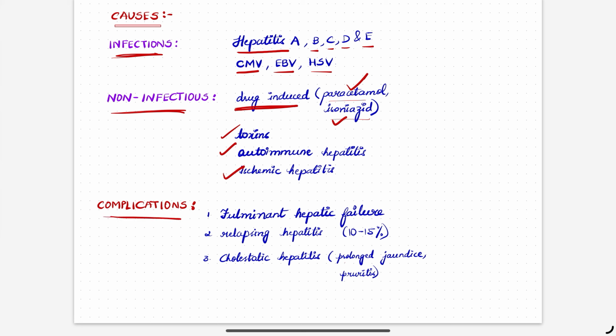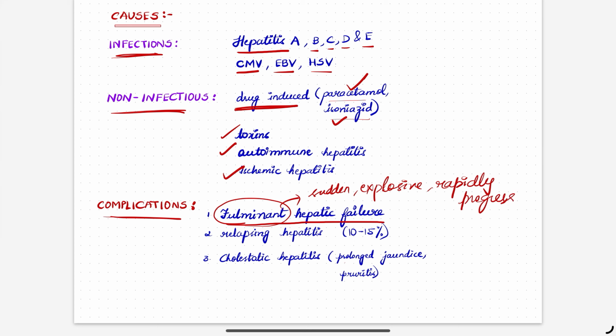Complications of acute hepatitis, especially with hepatitis A, include fulminant hepatic failure. Fulminant means a sudden, explosive onset, and it will rapidly progress to liver failure. That is fulminant hepatic failure.